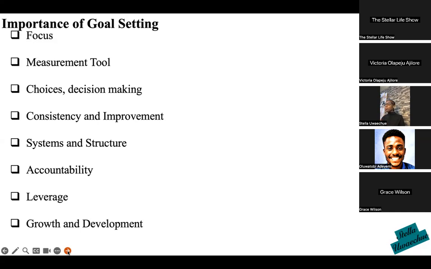So goals help you to maintain focus, because, of course, distractions, enticing things will come to want to sway you, take your mind off. But goals will just help to keep you on track. And this is for everything, not just maybe going to work.